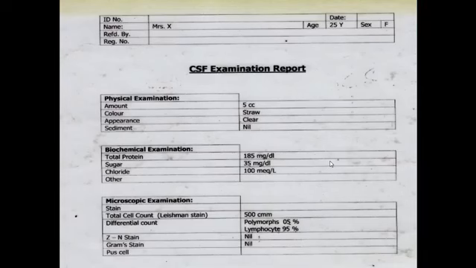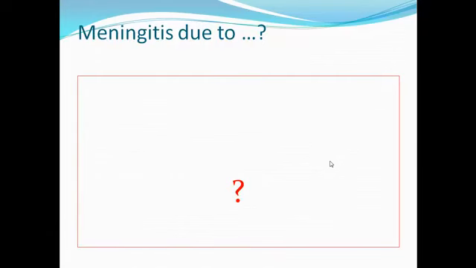So if there is a test for you, a CSF examination report, how can it be interpreted? This kind of report will be given in your board examination. Even you may find it in your OSPE examination, and a clinical scenario may come in your written examination. So I think this kind of report is really, really important for facing the final professional examination. So how can it be explained? What is the diagnosis? Is the meningitis due to viral, bacterial, or any other cause?